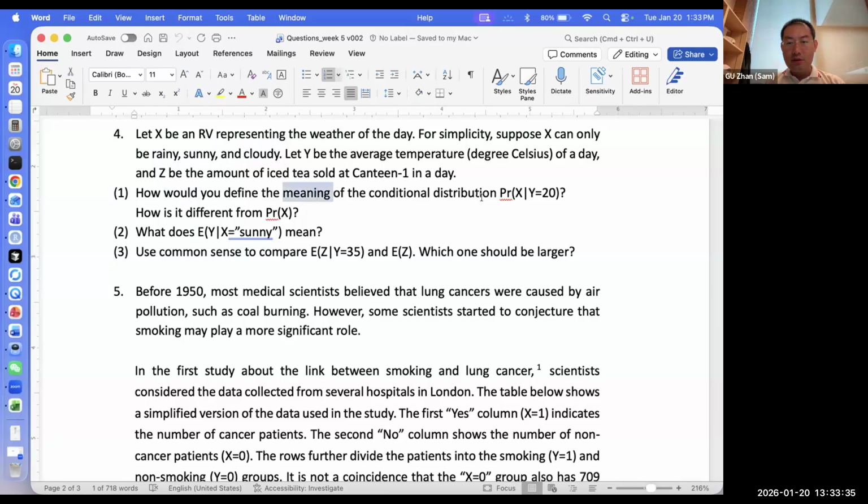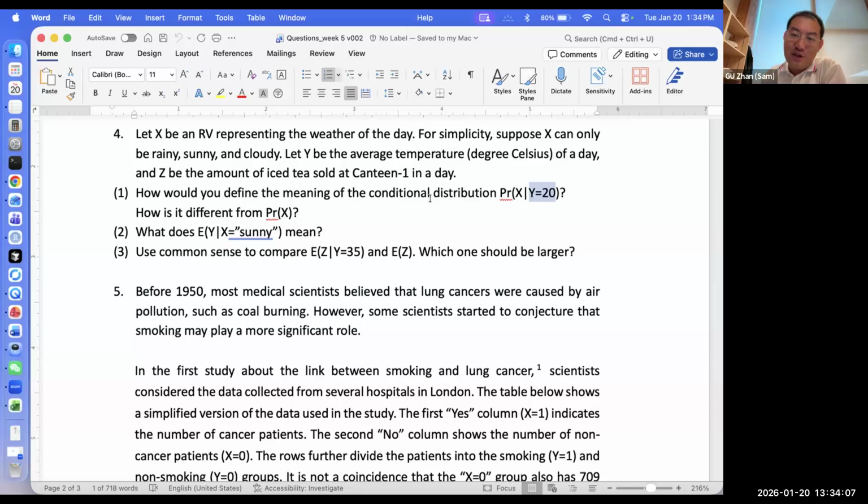Define the meaning of the conditional probability where X can vary, but Y is fixed at 20. Y equal to 20 means 20 degrees Celsius. How is it different from P of x? What is the conditional distribution of X given Y equal to 20? So Y equal to 20 means the condition is that today and in the future, every day is 20 degrees Celsius. I treat it in this way.